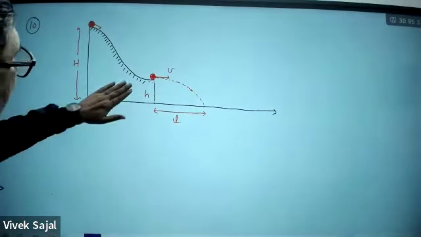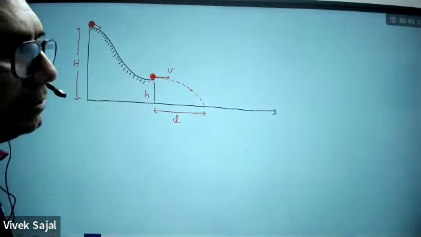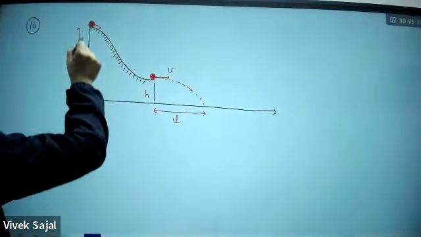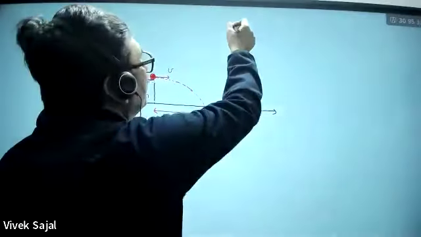So my first question is, what will be the velocity V here? This will be very simple. What will be the potential energy at this point? That will be mgh.